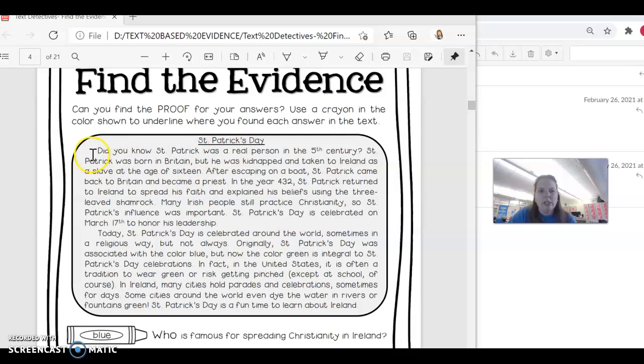St. Patrick's Day. Did you know St. Patrick was a real person in the 5th century? St. Patrick was born in Britain, but he was kidnapped and taken to Ireland as a slave at the age of 16. After escaping on a boat, St. Patrick came back to Britain and became a priest. In the year 432, St. Patrick went to Ireland to spread his faith and explain his beliefs using the 3-leaved shamrock. Many Irish people still practice Christianity, so St. Patrick's influence was important to St. Patrick's Day. St. Patrick's Day is celebrated on March the 17th to honor his leadership.